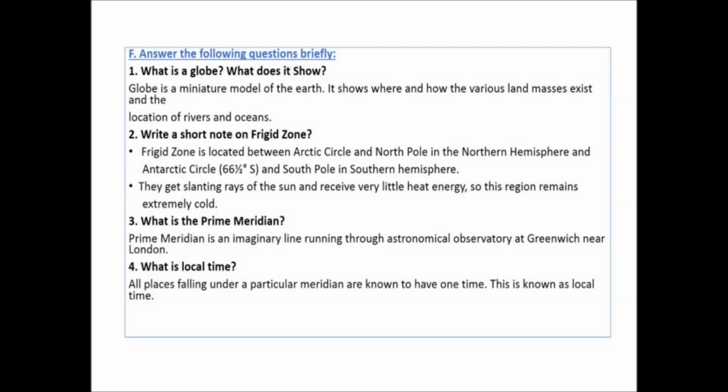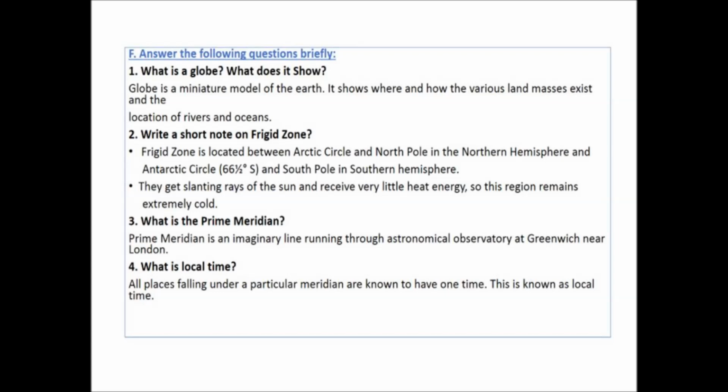Answer the following questions briefly. First question, what is a globe? What does it show? So what is a globe, children? Globe is a miniature model of the earth. And in the globe, what all can we see? It shows where and how the various land masses exist and the location of rivers and oceans.